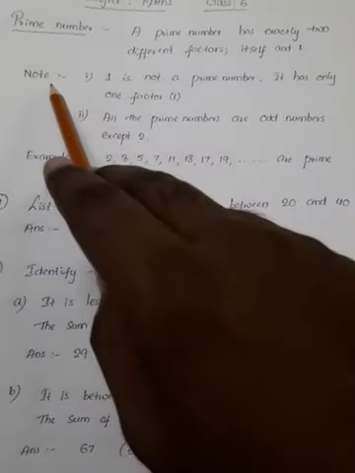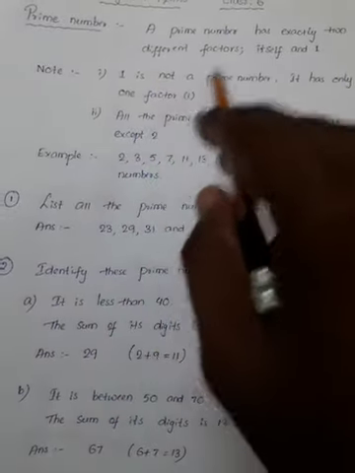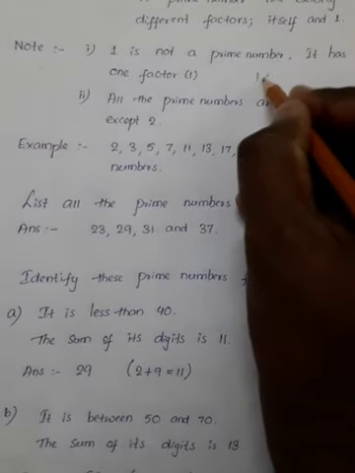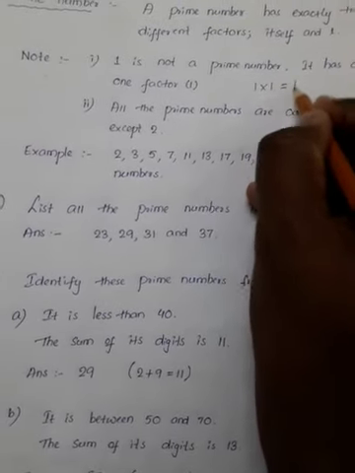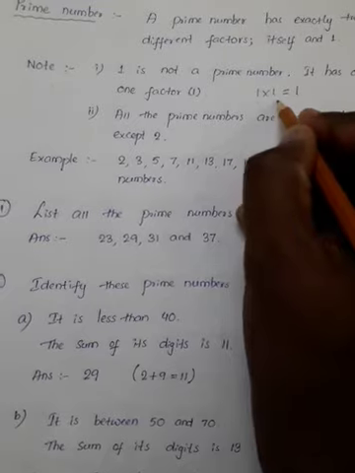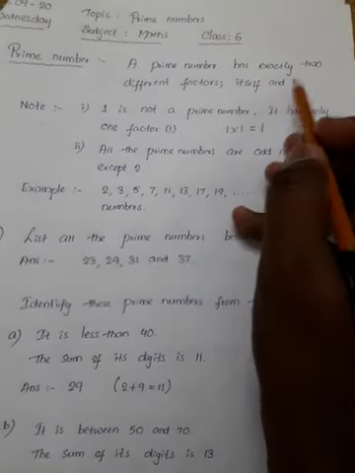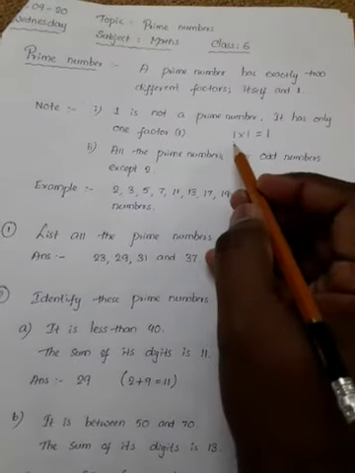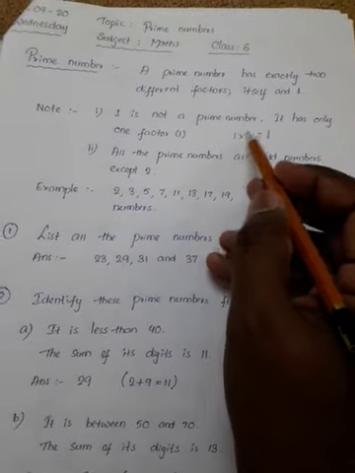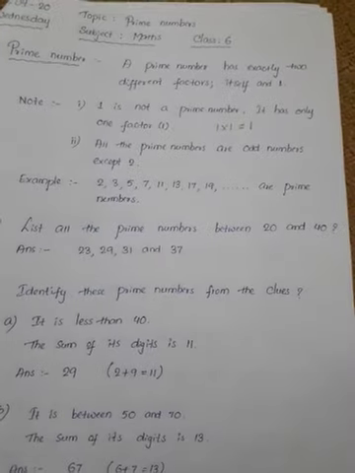Now, note that 1 is not a prime number. Why is 1 not a prime number? Because 1 multiplied by 1 is equal to 1. So 1 is repeated two times. It said itself and 1, two different factors, but here it is the same factor, and the same factor is not possible. So 1 is not a prime number.